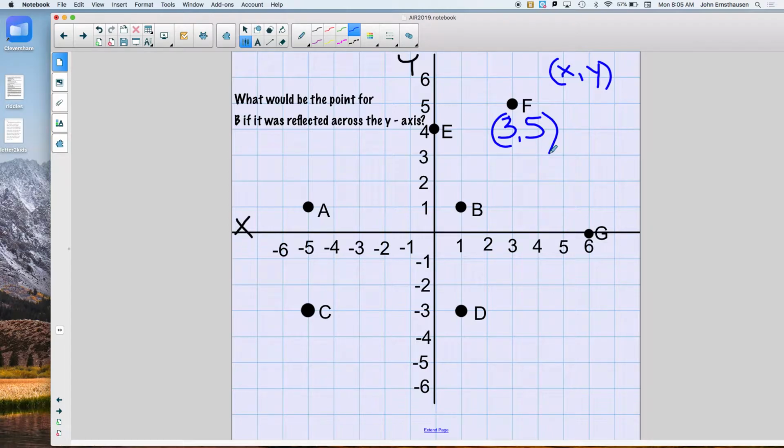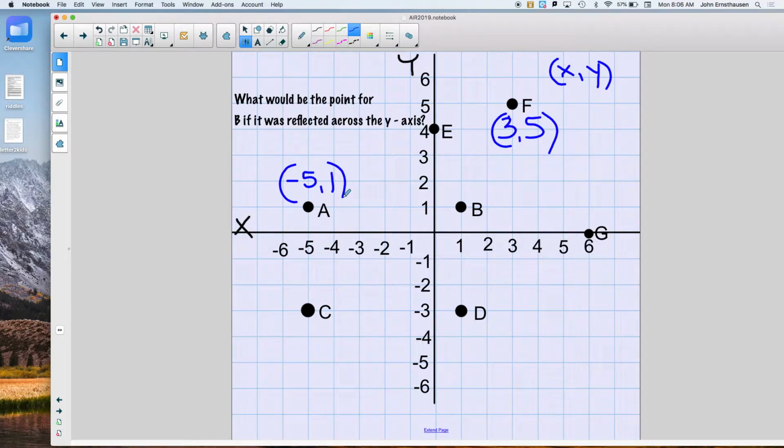What would A be? Go careful. A would be negative 5, 1. Okay? All right, let's do something different.